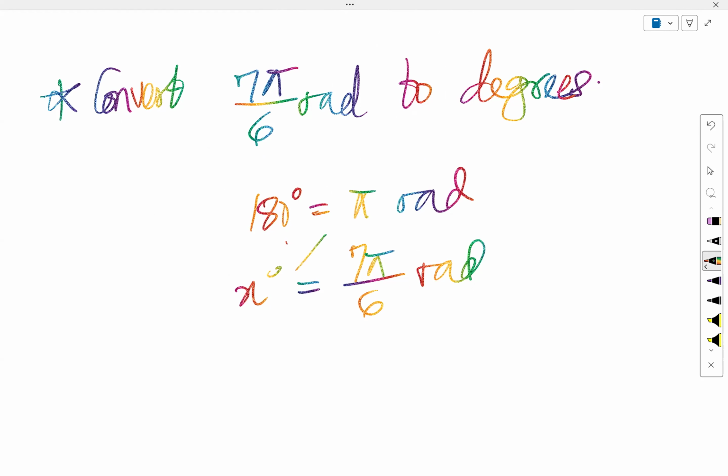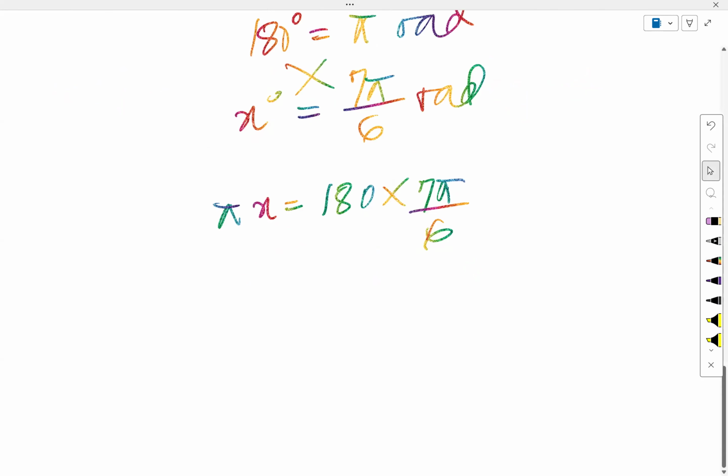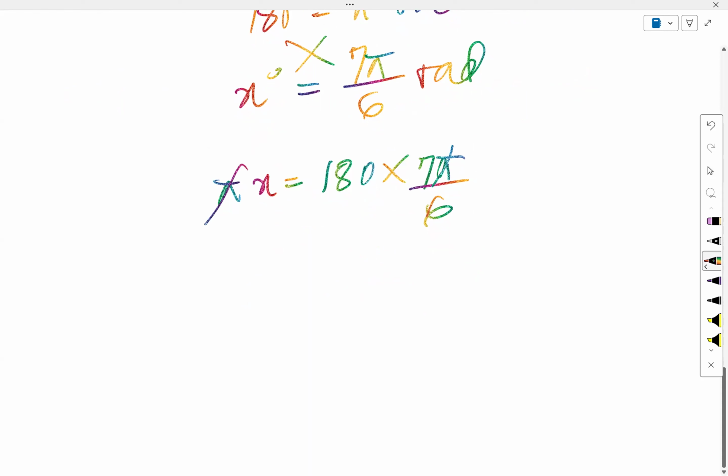So you have to cross multiply, right? If you cross multiply, you have pi x is equal to 180. Of course, all the degree and radian will cancel out. So we have pi x equals 180 times 7 pi over 6. So the pi can cancel the pi here already.